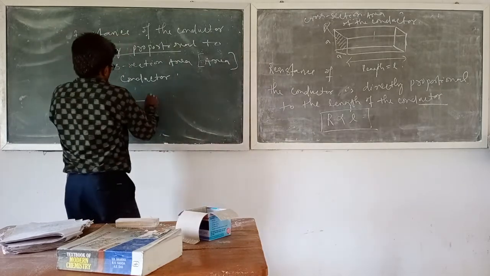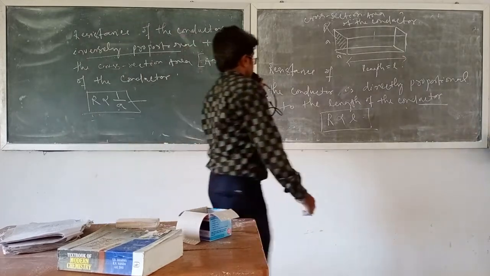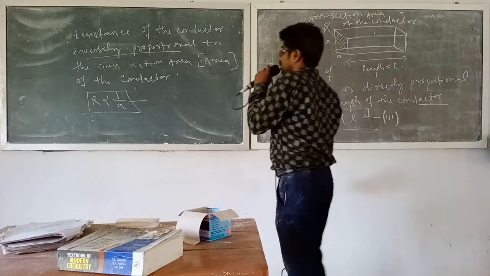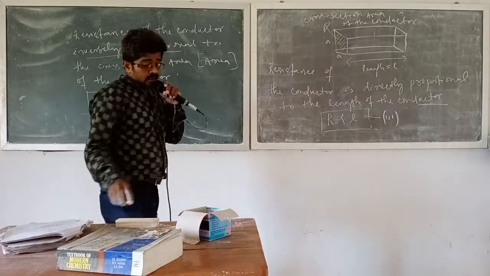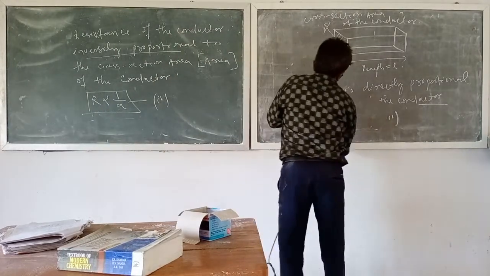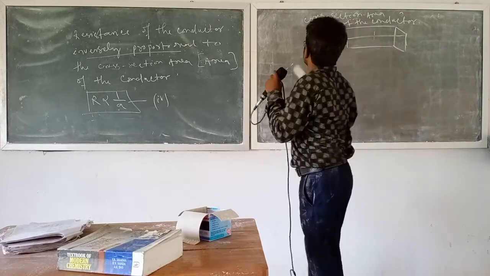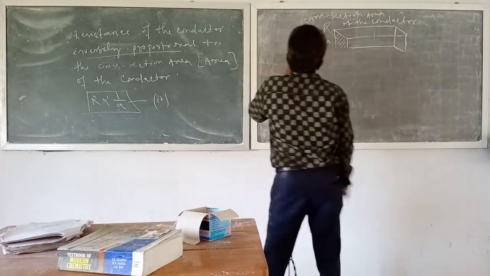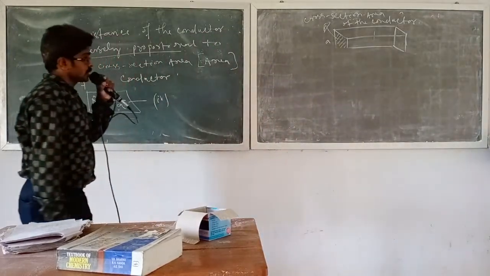This is equation number 3 and this is equation number 4. From equation 3 and equation 4, that means the resistance of the conductor is inversely proportional to A.